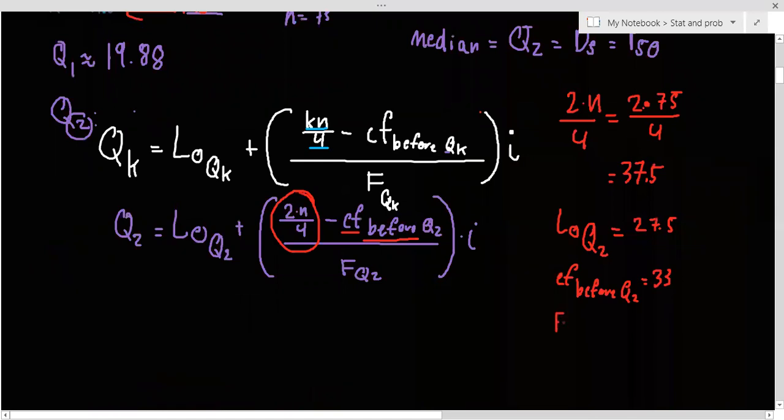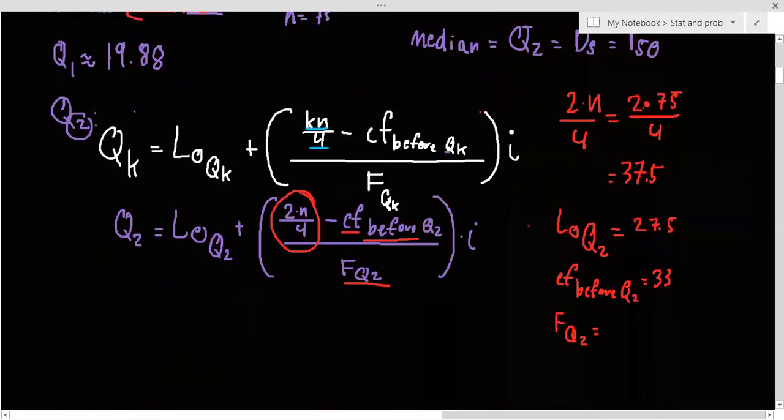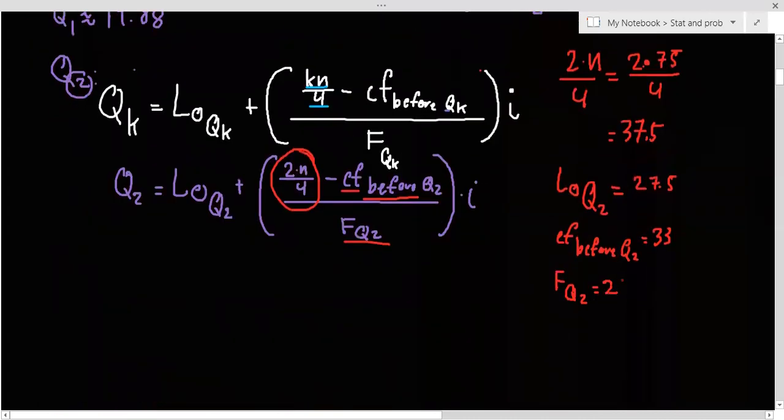Then, kunin natin yung frequency ng second quartile, which is ito yon. So, dito, punta ulit tayo dito sa class interval. So, since si class interval 28 to 33 has a frequency of 21, therefore, ang sagot natin dito ay 21. Okay? And last but not the least, si I, alam na natin to kanina na kung ano yung class width ng isang class interval, ganun din sa iba. So therefore, this is 6.